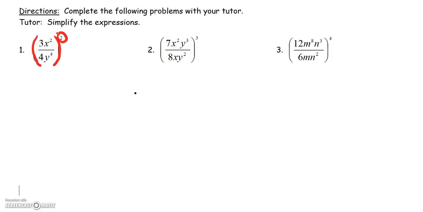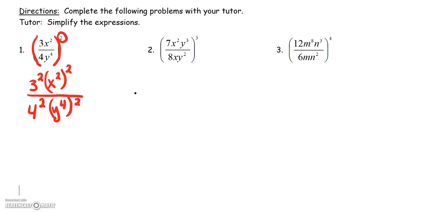Now we remember from previous videos that when we have a whole term, a whole expression to a power, we're going to take that power to each and every piece of that expression. So when we say 3x squared over 4y to the fourth to the second power, we mean take every single piece to the second power. So let's see what that looks like. We'll take 3 squared, and we'll take x squared squared. That's in the numerator. In the denominator, we'll take 4 and we'll square it, and then we'll take y to the fourth and we'll square it.